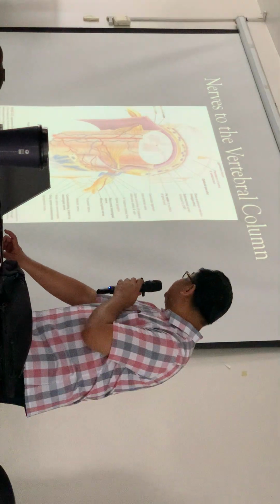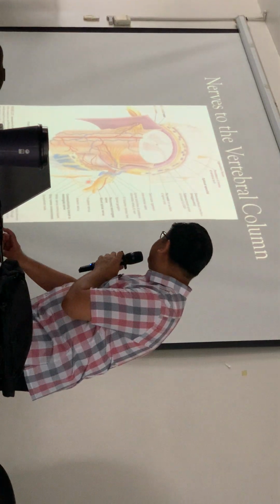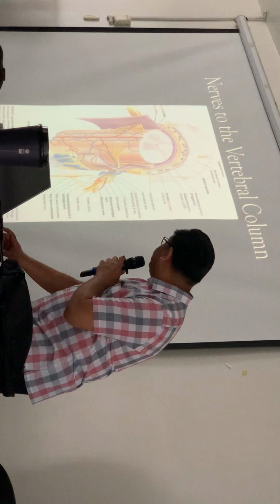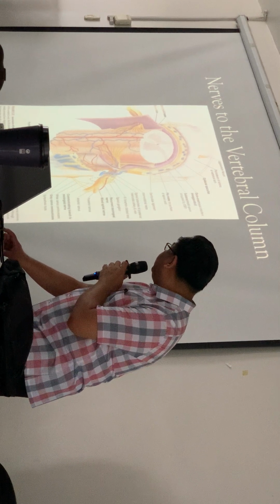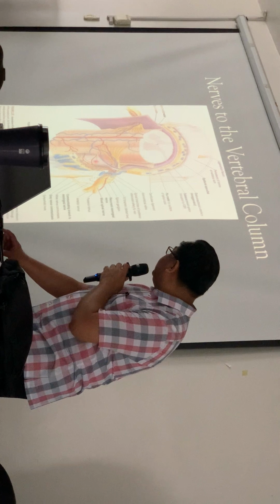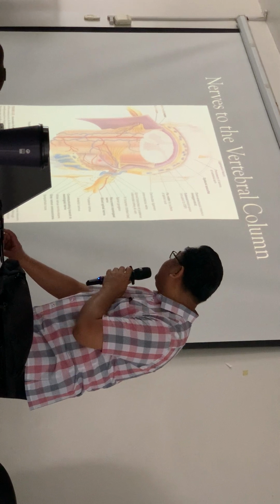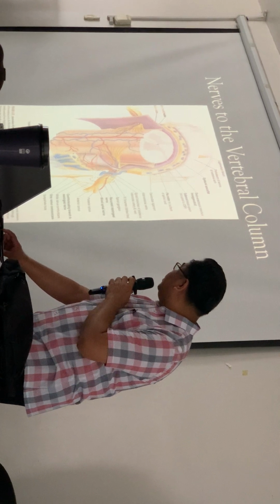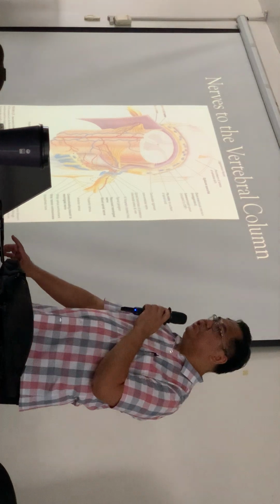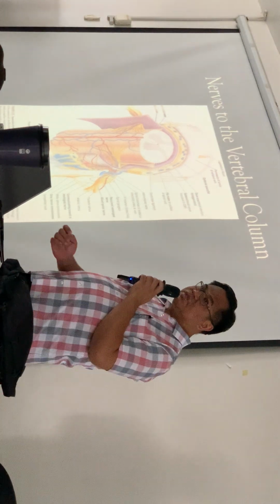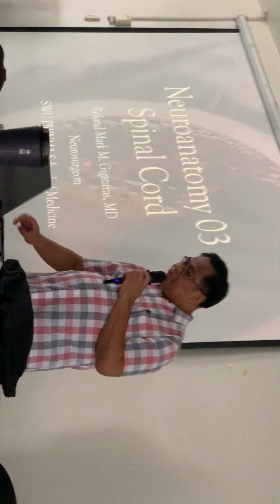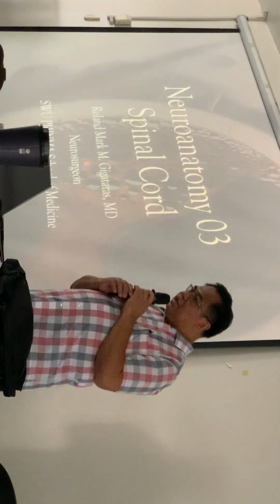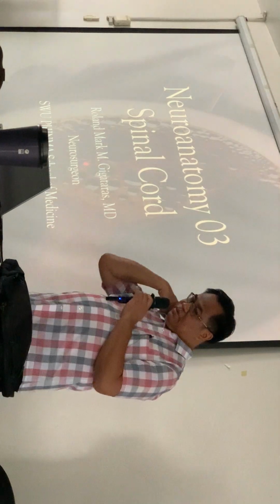Okay, so this is the recurrent meningeal nerve. So it will supply the periosteum, the bone, the meninges covering the spinal cord, so that if there is any injury, it will send pain signals to the spinal cord and to the brain. Okay, that ends our second topic.